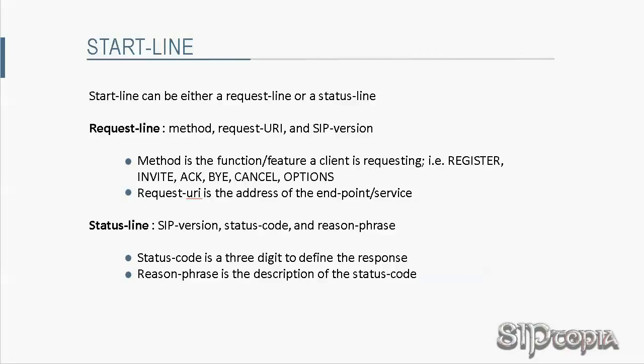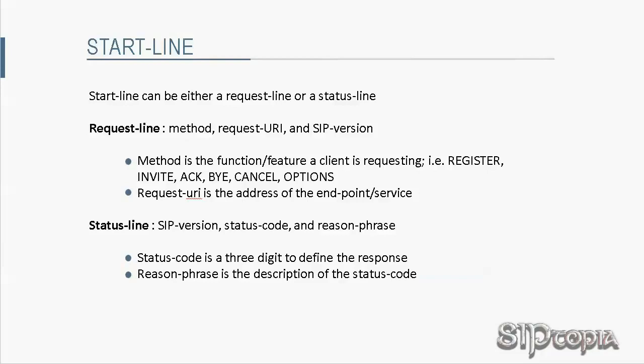Start line can be either a request line or a status line. A request line is composed of 3 sections: method, request URI, and SIP version. Similarly, a status line is composed of 3 sections: SIP version, status code, and reason phrase.